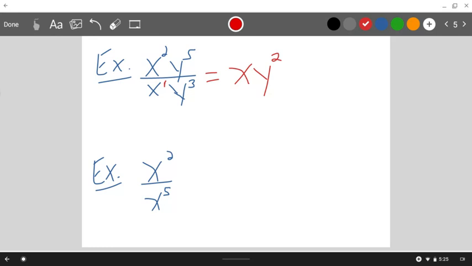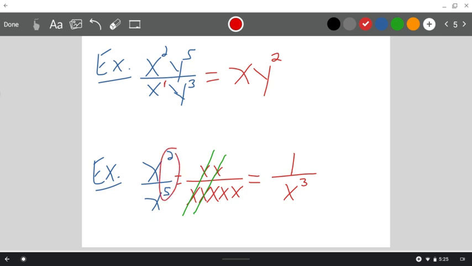But you can take a little shortcut if you think about it this way. So on top, I have 2 x's. On the bottom, I have 5 x's. And I could cancel out the 2 x's from the top. Everything divided out on top. So you're left with a 1. And on the bottom, you have x cubed. So it's still 5 minus 2, but your answer ended up where the bigger one was. The bigger exponent was on the bottom, so the x cubed ended up on the bottom.